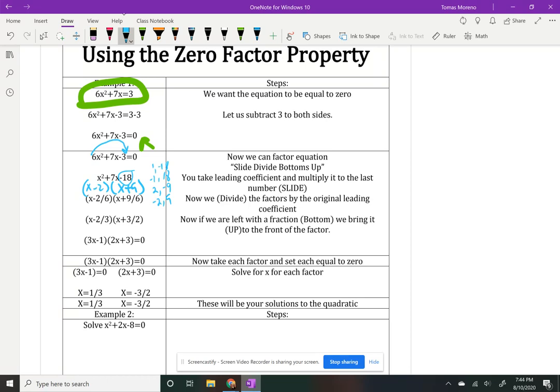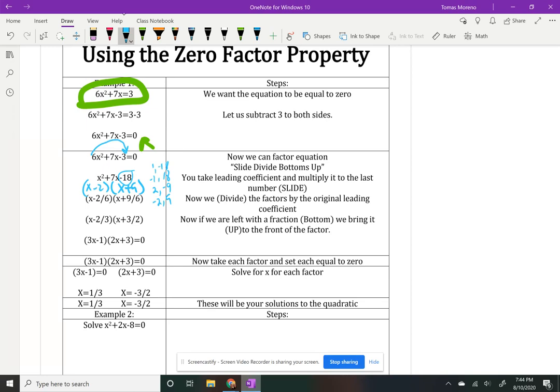Okay. So that's the first thing. The first step was the slide, then the divide, right? But now we have this bottoms up, right? Because we multiplied by 6 at the very beginning, now that we have our factors, we have to divide by 6. So we divide by the first number that we multiplied by. If this was a 4, we'd be dividing by 4. If this was a 10, we'd be dividing by 10. But in this case, it was a 6, so we divide by 6. So 9 divided by 6, and -2 divided by 6, and we get 3/2 and -1/3.